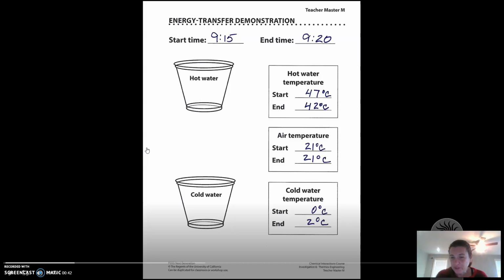And as we remeasure the temperatures in those 5-minute span, we can see that the hot water cup, which started at 47 degrees Celsius, now is 42 degrees Celsius. So there's a change in temperature there of 5 degrees Celsius. It lost 5 degrees Celsius.